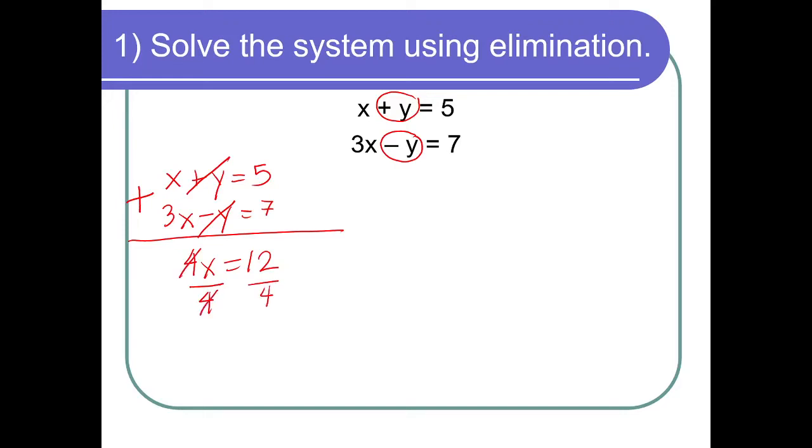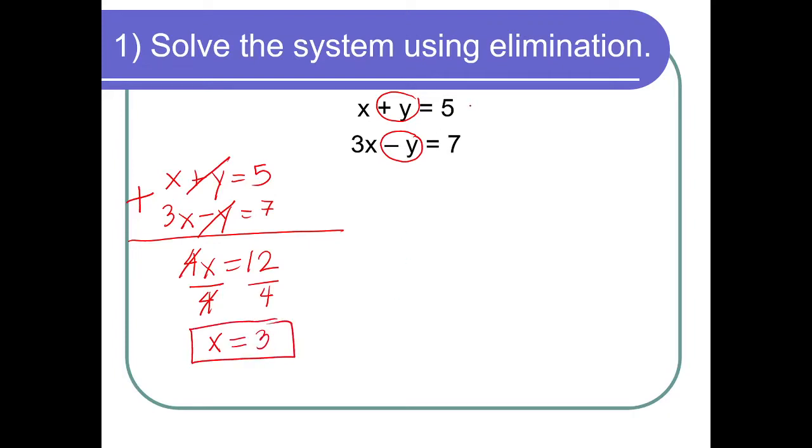Sir, why is it 4? Because 4 is simply the numerical coefficient of the variable x. If this is 6x, then I'm going to divide both sides by 6. If that is 7x, I'm going to divide both sides by 7. Okay? Let's continue. X is equal to 3. This is the value of x.